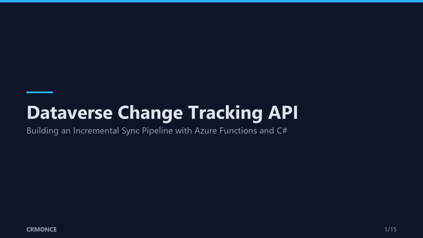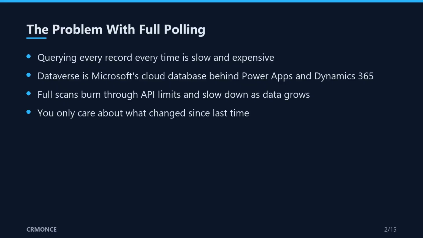Today we are building a real incremental sync pipeline using Dataverse Change Tracking API, an Azure function written in C#, and a downstream push to another system. We'll cover the concepts first, then go screen by screen through the actual Azure portal, the code, and a Power Automate flow. By the end, you'll have a reusable pattern you can drop into any project. Let's get into it.